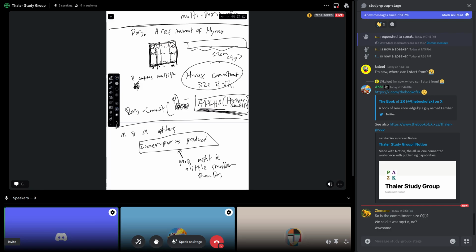of size root n. The Hyrax commitment is root n group elements, and the AFGO commitment to that requires computing a multi-pairing of size root n, which, as I was saying before, is not a prover bottleneck if n is big, but is a prover bottleneck if n is small. So if n is less than 1 million or so, that's going to be painful.